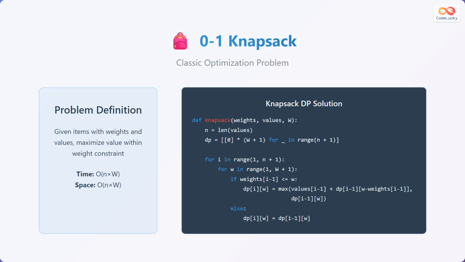The 0-1 knapsack problem is a classic optimization challenge. Given items with specific weights and values, we need to maximize the total value while staying within a weight constraint. Each item can only be taken once, hence the name 0-1. The dynamic programming solution uses a two-dimensional table where dp[i][W] represents the maximum value achievable using the first i items with weight limit W. For each item, we decide whether to include it or not by comparing the value of taking it versus leaving it. The time complexity is O(n times W), where n is the number of items and W is the weight capacity.